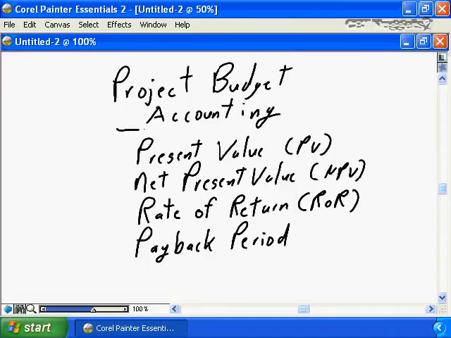One final consideration you may or may not need to be aware of when you're producing your project cost budget is the actual accounting processes, the processes that the accounting department will use when determining and validating and working with your project budget. And these can be reviewed in terms of things like present value, net present value, rate of return, payback period, future value, discounted cash flow, and so on.